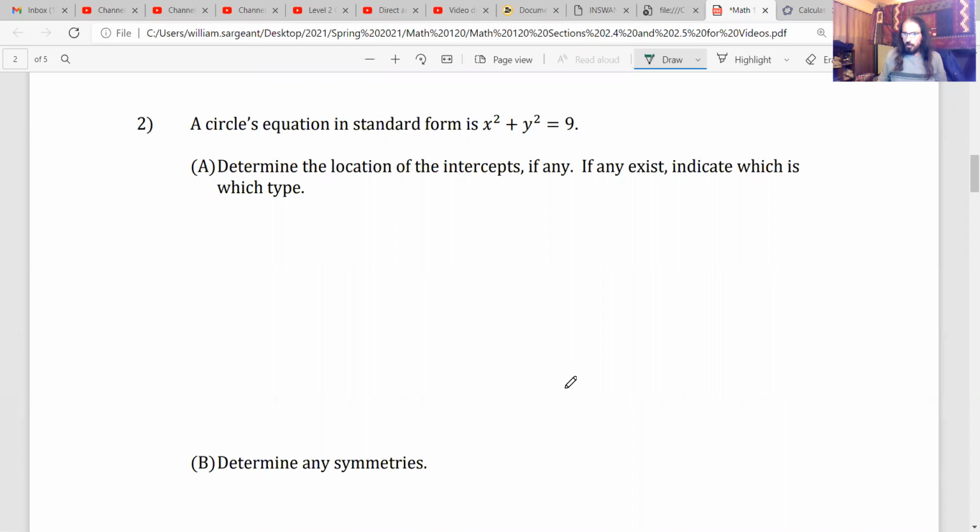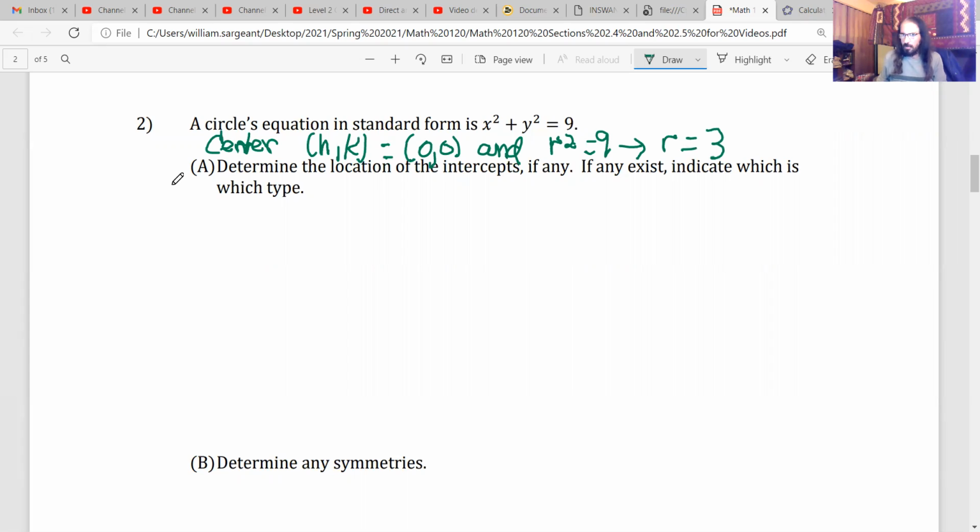Okay, here we have the equation in standard form. However, there's nothing added or subtracted inside of the things squared. So our center is 0, 0. And our radius, well, r squared equals 9 implies that the radius is 3. Take the square roots of what's on the other side. Since radii have to be positive, don't worry about the plus minus here.